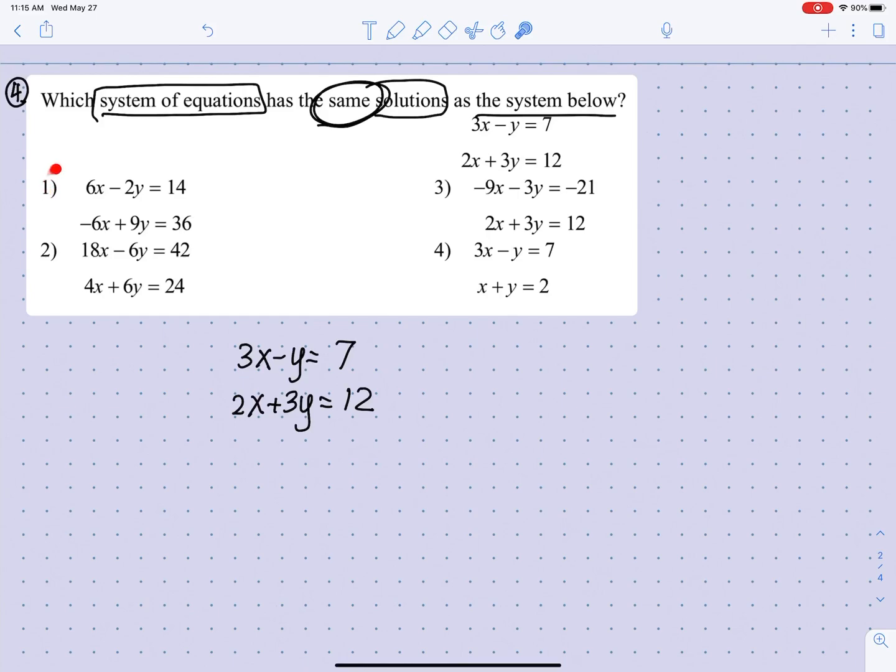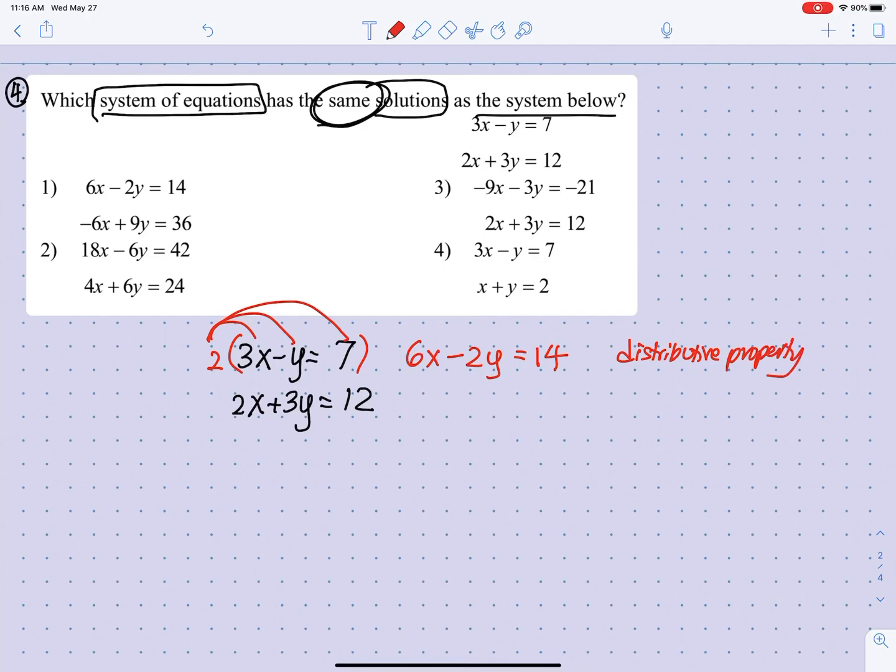Let's look at multiple choice 1. My first equation here, I started with a 3. But over here, it's a 6. So how do I get from 3 to 6? Well, I have to multiply by 2. So that's what I do here. I multiply by 2. I'm trying to match it. So 2 times 3x is 6x. 2 times negative y is negative 2y, and 2 times 7 is 14. Quick review, this is what we call the distributive property.